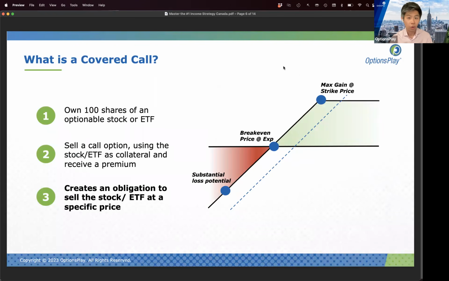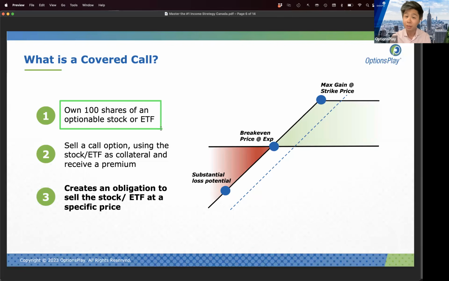So what is a covered call, right? Many of you have heard of it, some of you have not. So let's just make sure we understand what a covered call is. A covered call requires you to own at least 100 shares of an optionable stock or ETF before you can deploy a covered call position.